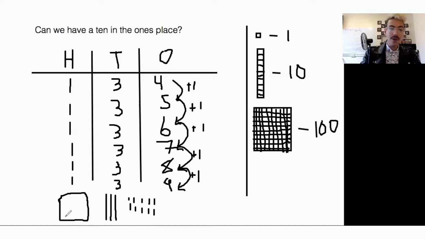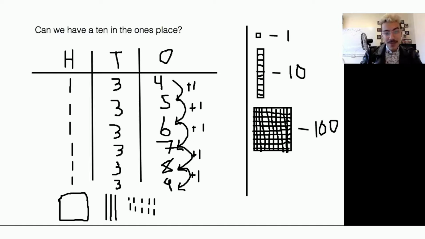Now, what happens when I add 1 more after 139? I get 130, and then I have 10 over here in my ones. So I'm not going to write the number 1310 because I have not reached 1,000 yet. The number is not 1,310. What ended up happening is on my ones, I have 10 ones now.